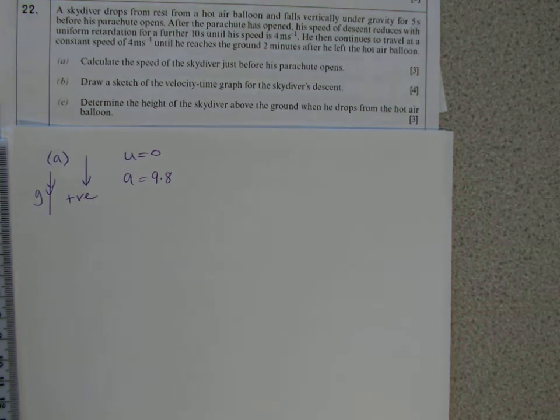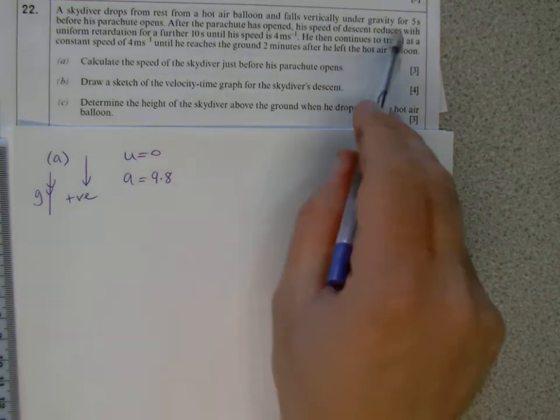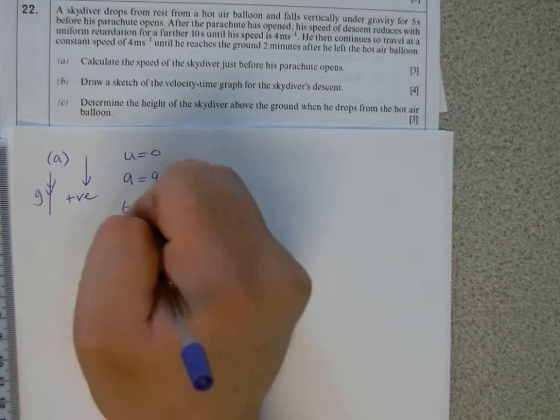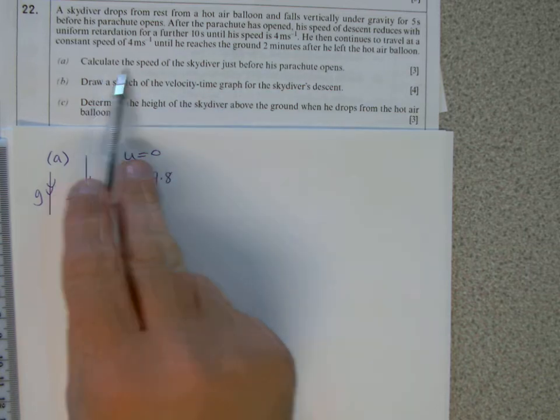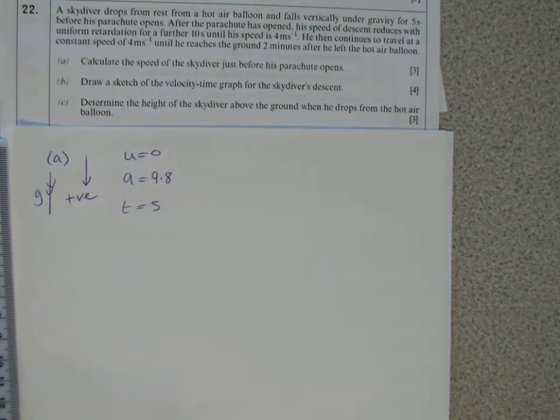Because he's falling in the direction of gravity, as you would, we take downwards as positive because that's where he's going initially, dropping. And it says that he falls under gravity for 5 seconds, so t is equal to 5. Part A says calculate the speed of the skydiver just before his chute opens. So in these 5 seconds, he's really increased his speed, hasn't he? And then his parachute opens.